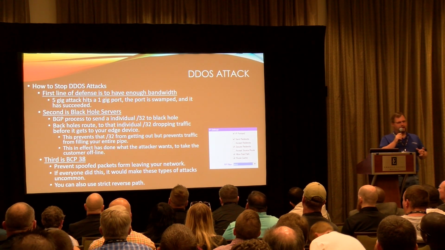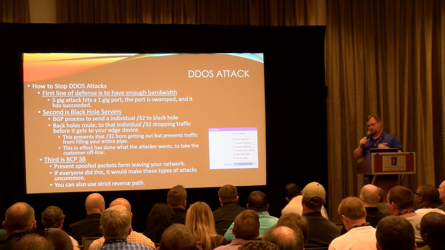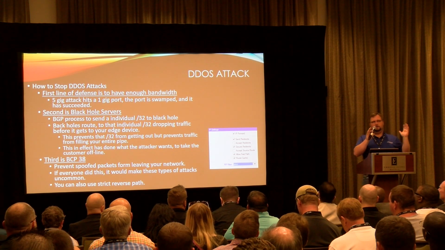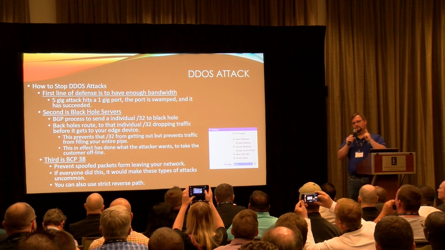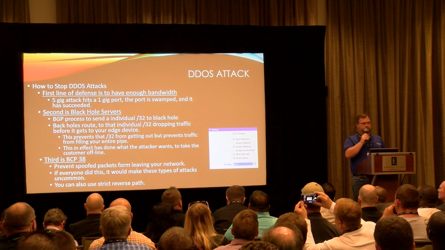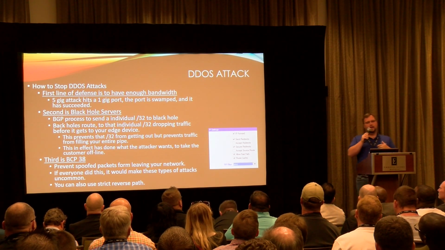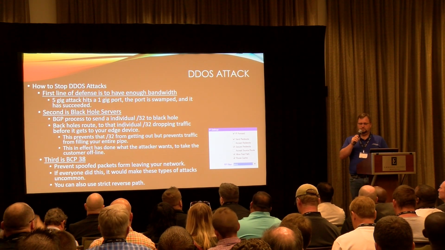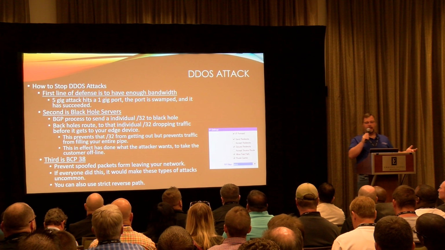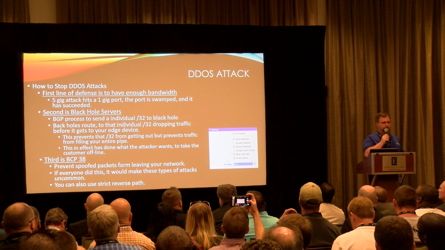Now, this is a BGP concept. Basically, what happens is you advertise. So let's say you have a /21 of IP space. You advertise a single /32 out to a black hole server. Now, it could be a black hole community string. It depends on the ISP. AT&T uses black hole community strings. Cogent has black hole servers, etc.